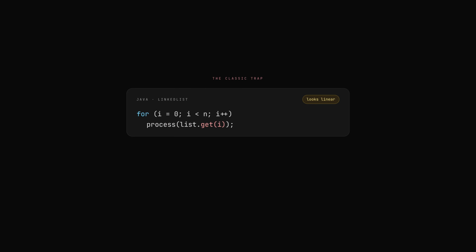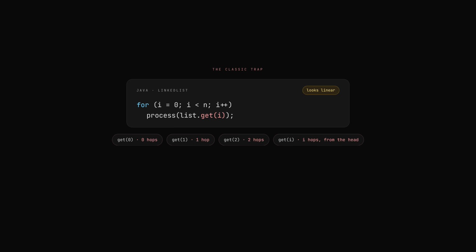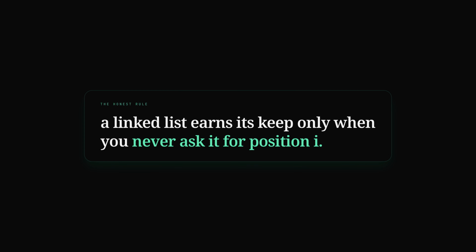The classic: Java's linked list lets you index it like an array. For i from 0 to n, process list.get(i). Looks linear. But get(i) walks from the head every single call. 0 hops, then 1, then 2: n squared over 2. That's the painter from last lesson, walking back to the paint can, on a structure people chose because they heard insertion was fast. The honest rule? A linked list earns its keep only when you never ask it for position i.